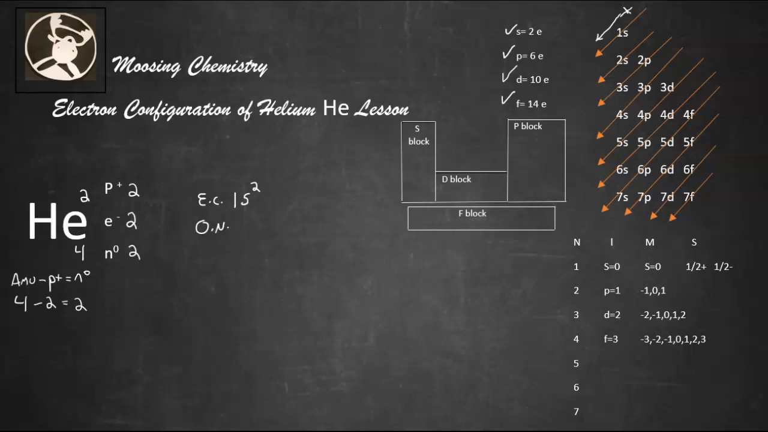Now remember that for S subshells, there's only one of them, and they can hold a max of 2 electrons. So we go 1s, up arrow, and down arrow. Hey, that's pretty cool, huh?